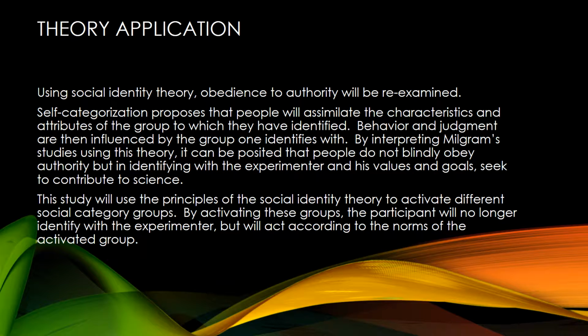Because people assimilate the characteristics and attributes of the group they identify with, behavior and judgments are therefore influenced by the group. Because of this, we can reinterpret the Milgram paradigm and posit that in these studies, participants identified with the experimenter along with his goals and values, and they sought to contribute to science. By utilizing the social identity theory, this study will activate different social groups, and the participant should disengage from identifying with the experimenter and act according to the norms of the activated group.